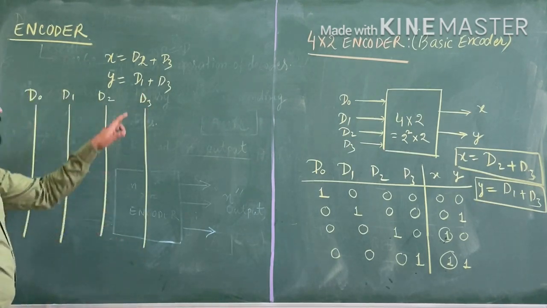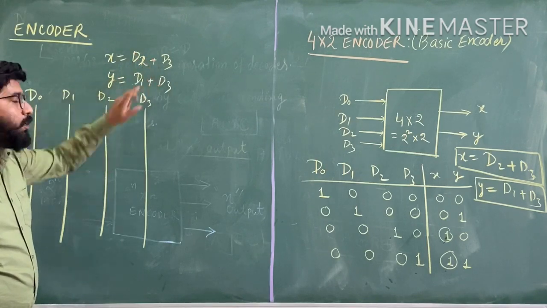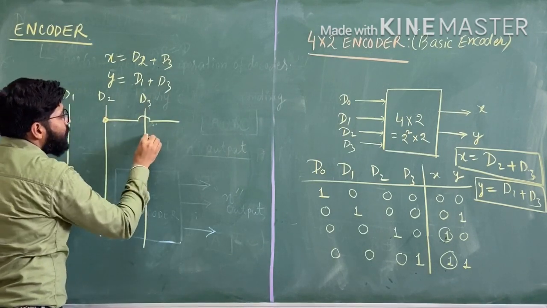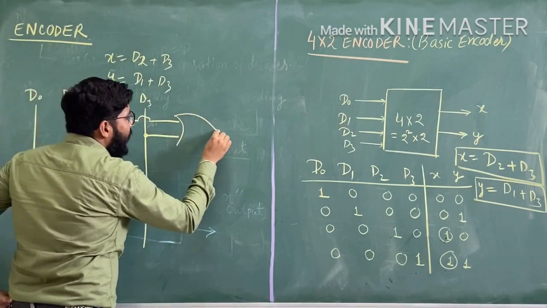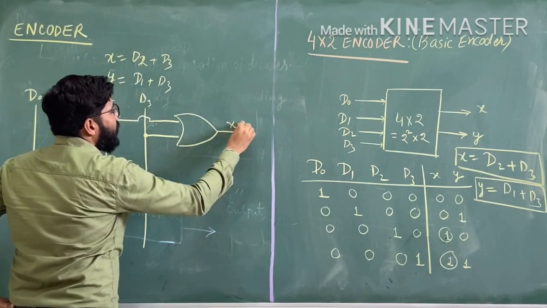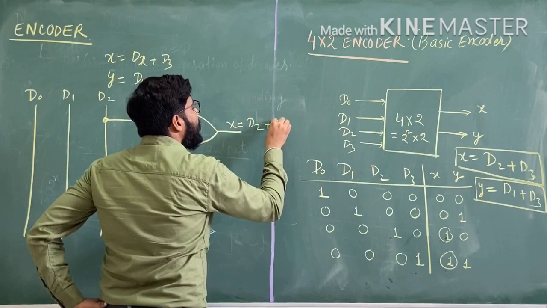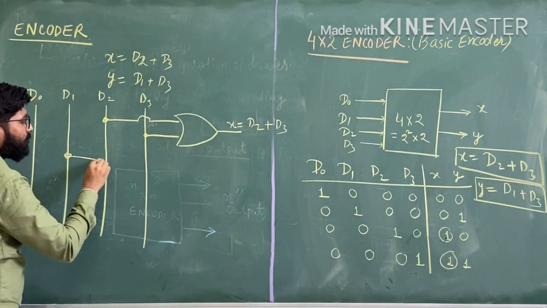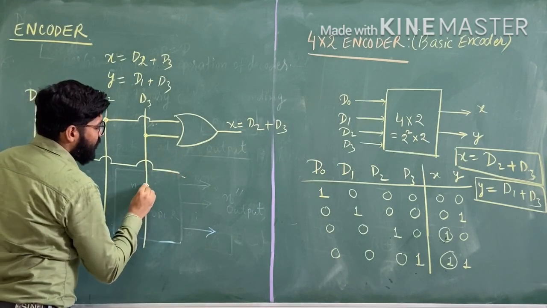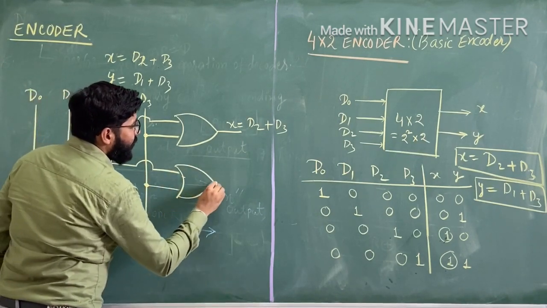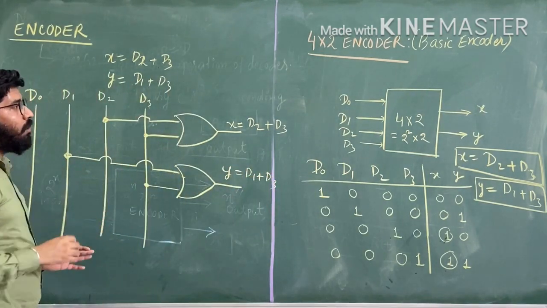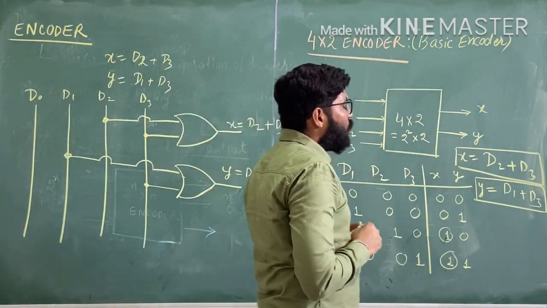Now we see x is an addition of d2 and d3. So we take input d2 from this side and d3 from this side and apply an OR gate. This is the OR gate. We get x equals d2 plus d3. Now we want y, an addition of d1 plus d3. So d1 is this and d3 is this. We apply an OR gate and we get y. So y equals d1 plus d3. So this is the combinational logic circuit of the 4 cross 2 encoder.